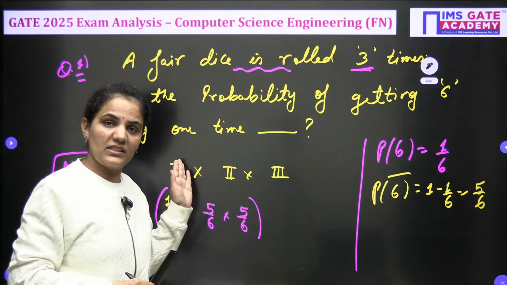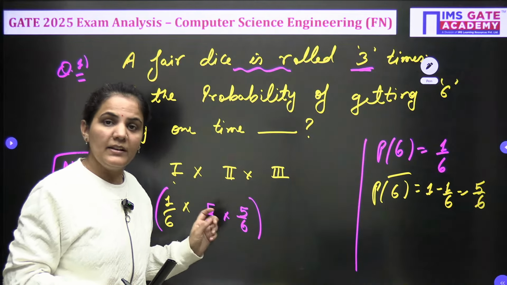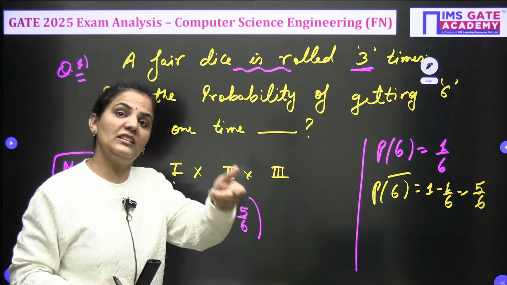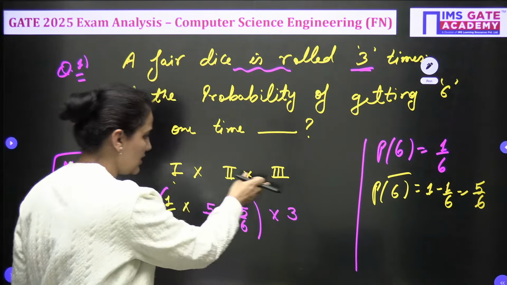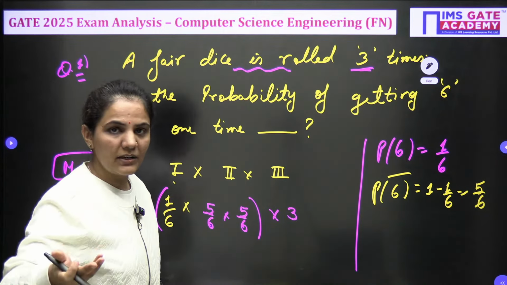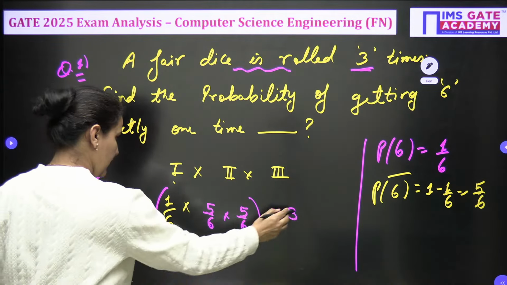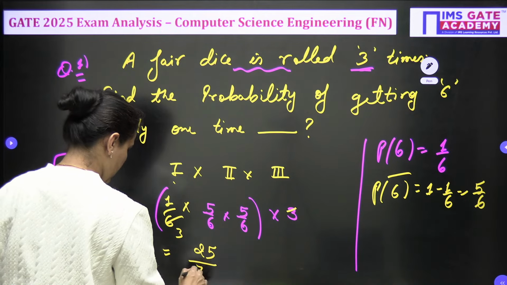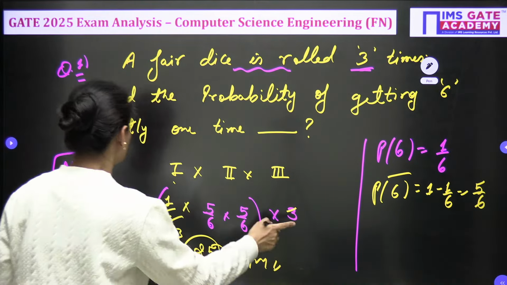It's not that the first time we get 6 and second and third times we don't. It is possible that in the second roll you will get 6, or in the third roll you will get 6. So directly we can multiply by 3 because for these 1, 2, 3 rolls we can have 3 different cases. This is 3 times 25 by 216, which gives 25 by 72. If you have this as an MCQ, this will be the answer.